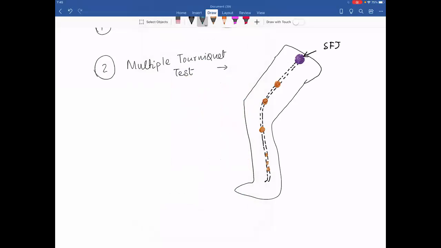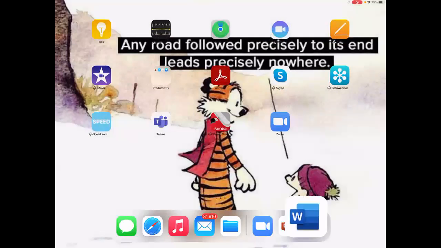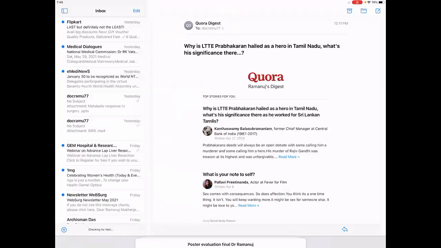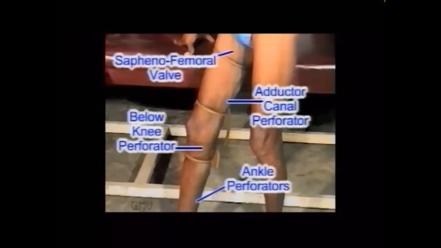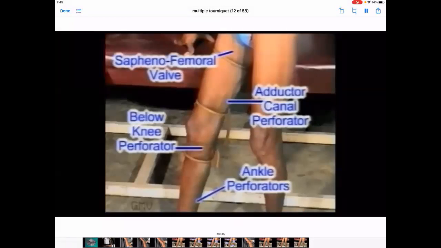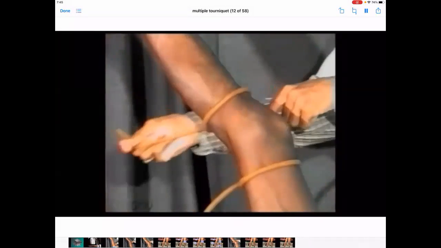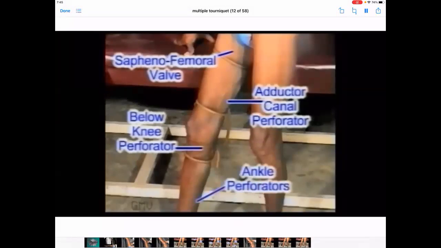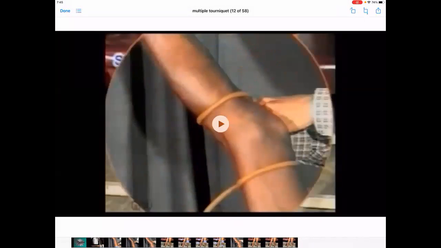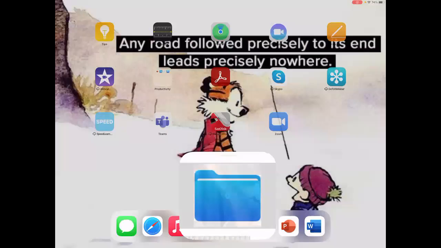So the first tourniquet, remember, where did you tie the first tourniquet? Let us again see the video. Okay, so where did you tie the first tourniquet? I will again go back. First tourniquet is tied below the SFJ. Remember, first tourniquet is tied above the mid thigh. Second tourniquet is tied below the level of the mid thigh perforator. So understand the test once again.